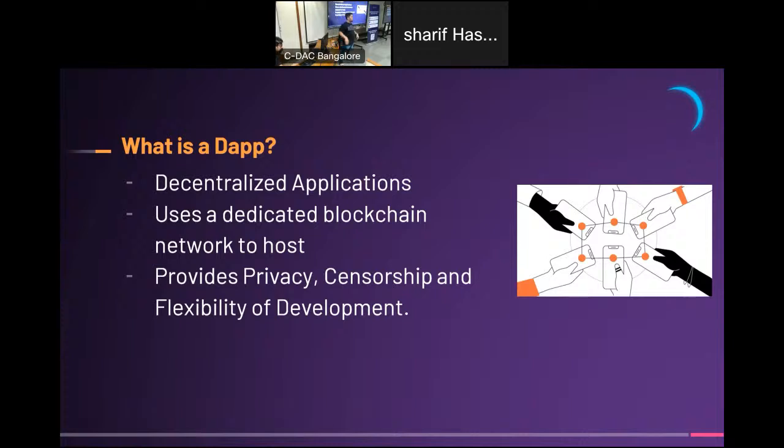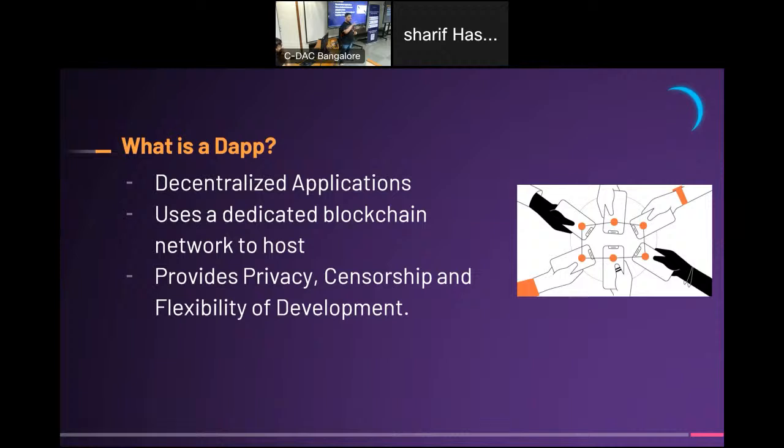Just like how Facebook, Instagram, YouTube are apps or applications, dApps is a short form for decentralized applications. So I'm sure you guys are aware of full stack development: front end, back end, database, right? That's how a website is built. That's how an application is built, right?